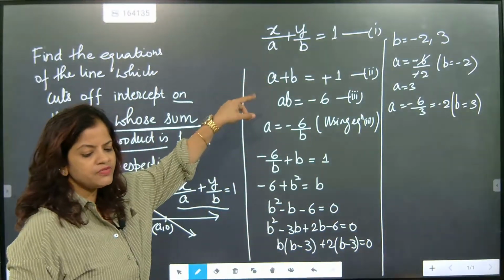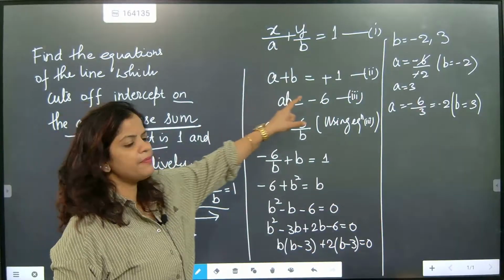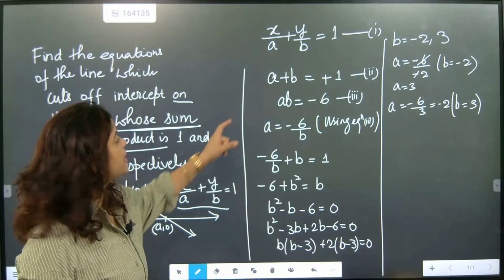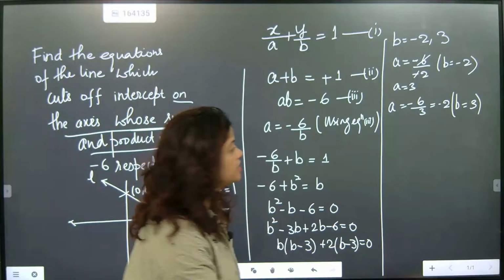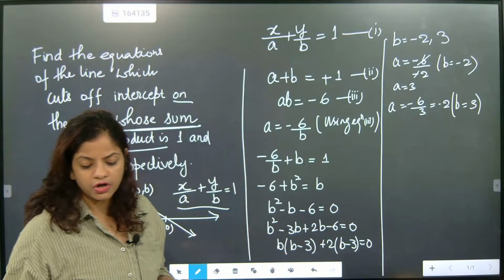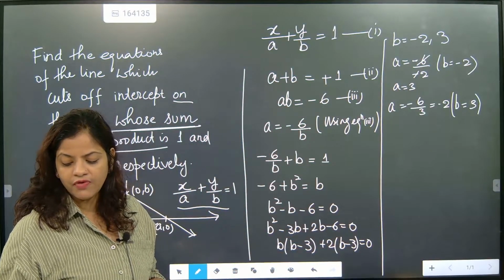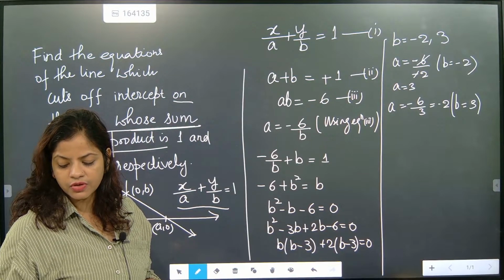x by a plus y by b is equal to 1, a plus b is equal to 1, a into b is equal to minus 6. So once you are solving like this, you got two values. What are the two values? Okay, Kishore.